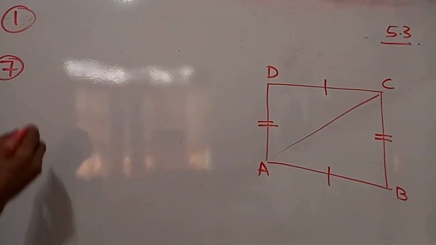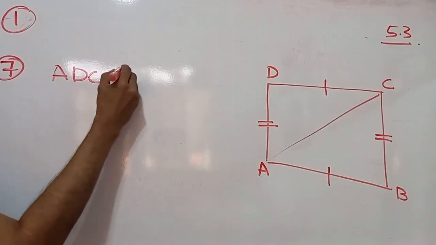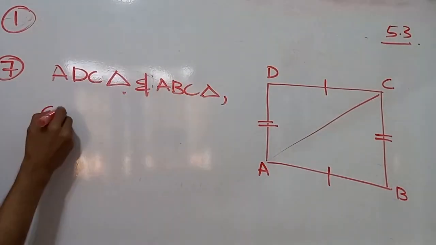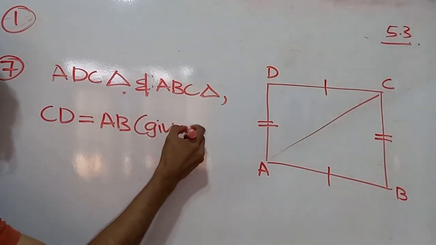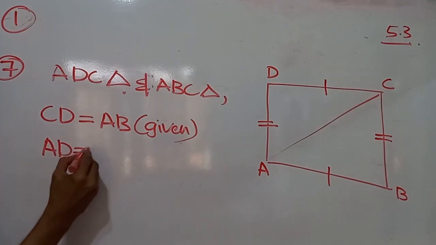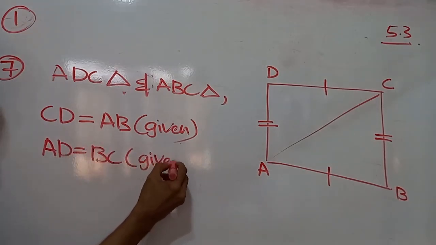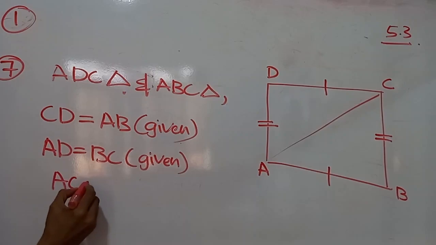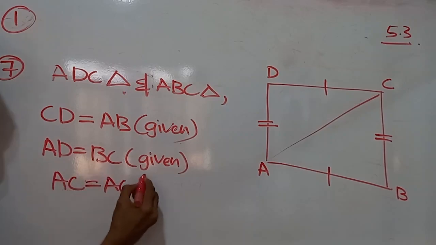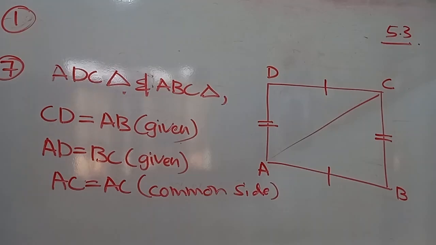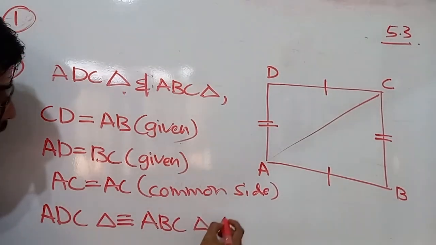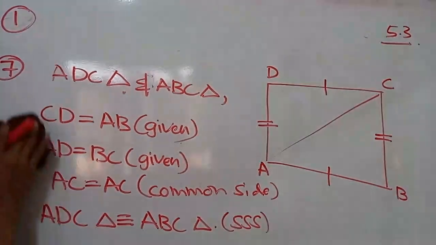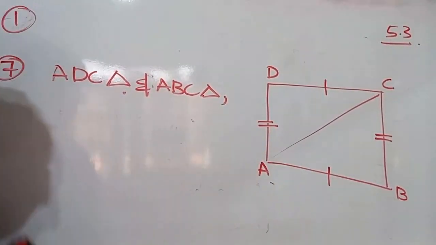Right? So we write down triangle ADC and triangle ABC. CD that is equal to AB, that is given now. AD that is equal to BC, and that is also given. Then we have AC, which is a common side. AC equal to AC, common side. Right? So we can say triangle ADC is congruent to triangle ABC. What's the condition? Side, side, side. Right. So what are the corresponding elements?